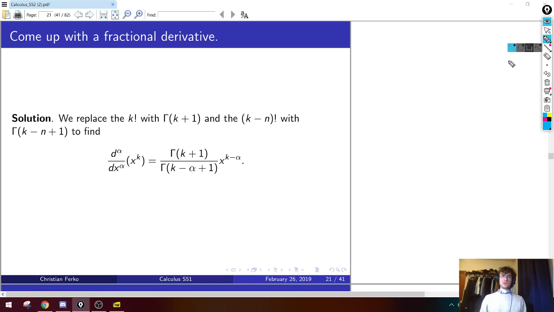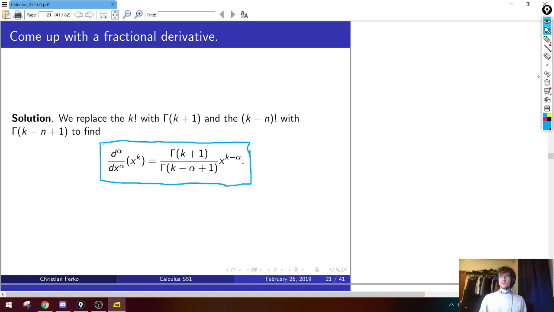So indeed, as you say, if you just take those k factorial and k minus n factorial and replace them by gamma of k plus 1 and gamma of k minus n plus 1, you get this definition. We don't know if it makes sense yet, but this is one sensible way of defining the non-integer derivative of any monomial x to the power k. You just take this ratio of gammas and take x to the power k minus alpha. Okay, but does this have the derivative of half property you described earlier? Yes, it actually does. We haven't proven it, but surprisingly it does.